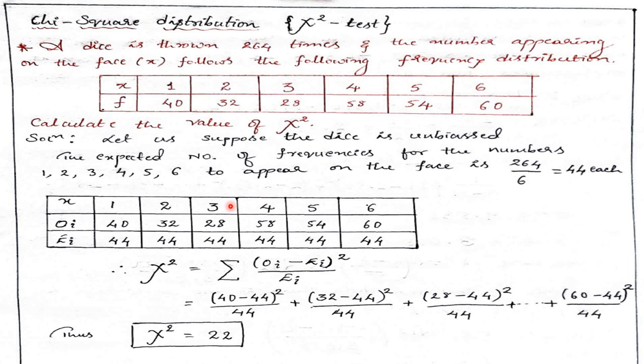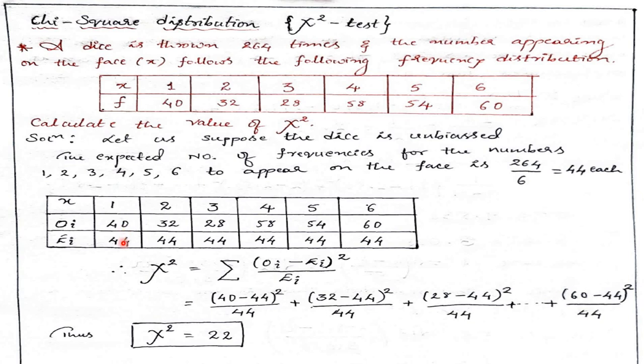Next, I have constructed the table of observed value and expected value. You can go through it. Then I have defined the chi-square formula, that is summation of (Oi minus Ei) the whole square, whole divided by Ei. So I am going to subtract the expected value from the observed value, take the square of that, and divide by the expected value.